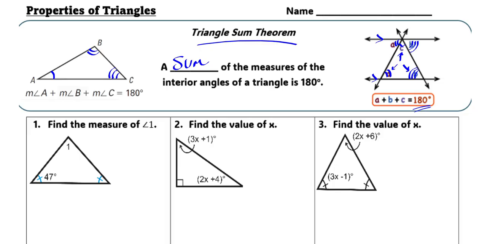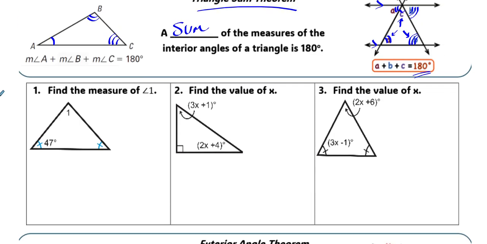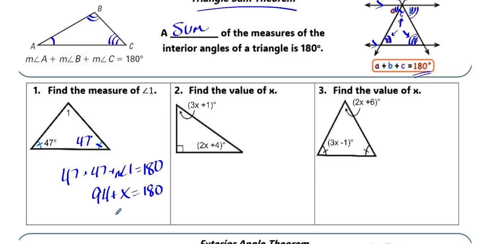All right, so mostly we're just going to be dealing with the problem solving in here. So we're trying to find angle 1. These marks mean that these two are congruent, so this is also 47. So 47 plus 47 plus angle 1, the measure of angle 1, adds up to 180 degrees. So that's 94, plus I'm just going to substitute an x there. So angle 1 is 86 degrees.